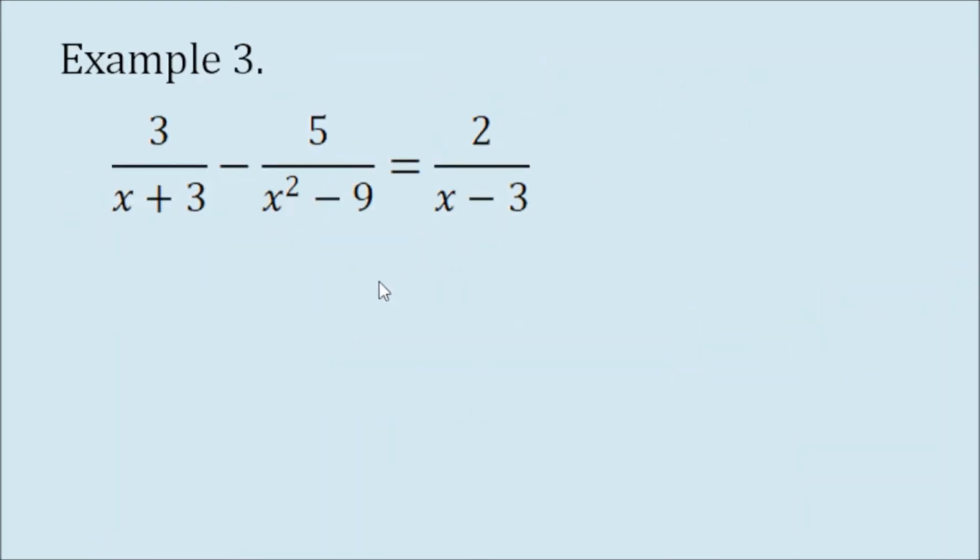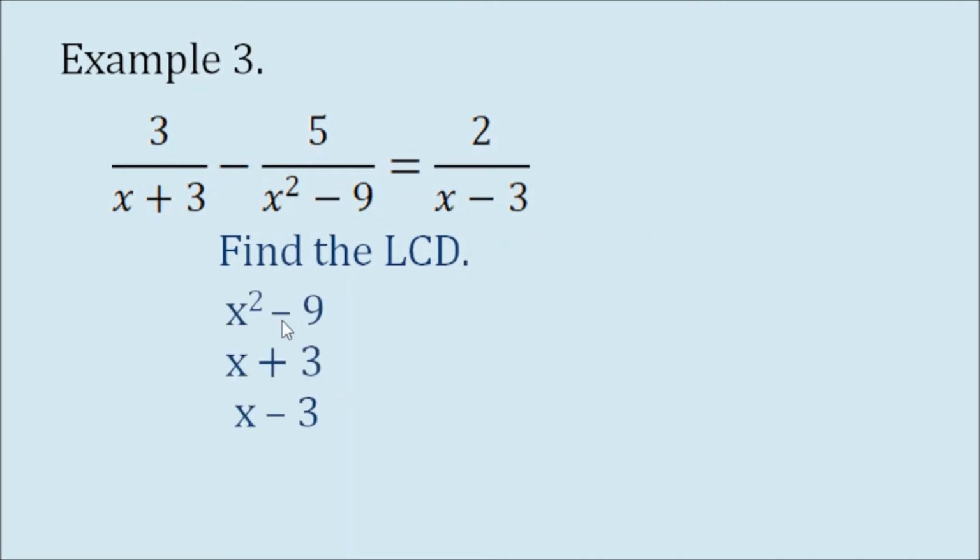Now let's do example number 3. So we have 3 over x plus 3 minus 5 over x squared minus 9 equals 2 over x minus 3. Now here we cannot do cross multiplication. So in this case we are going to find the LCD. Now to find the LCD, we have to factor all the denominators we have here. The factors of x squared minus 9 are x plus 3 and x minus 3.